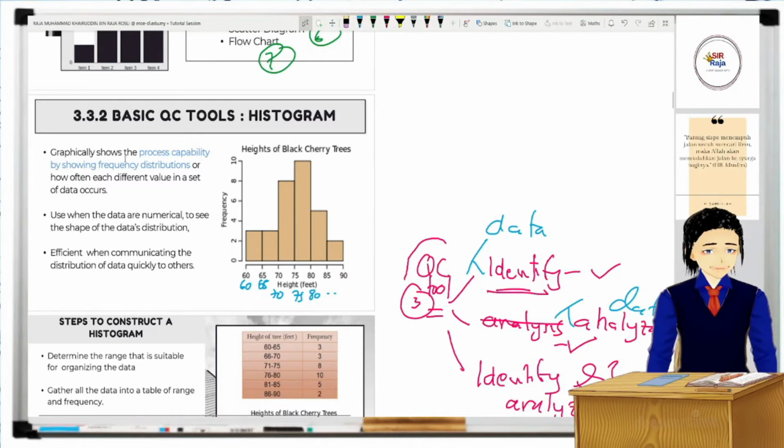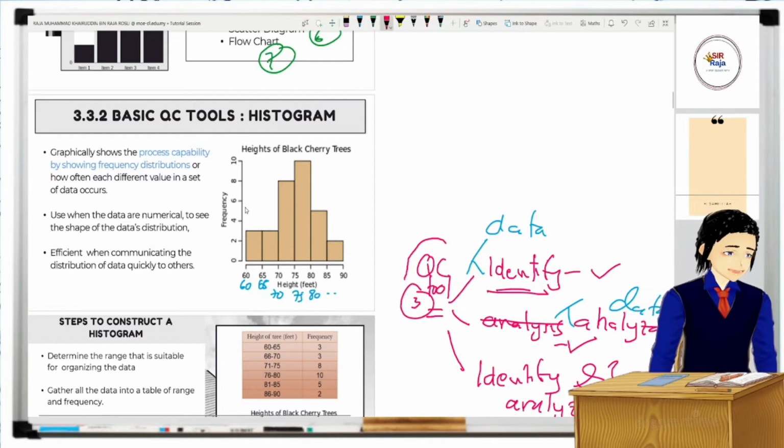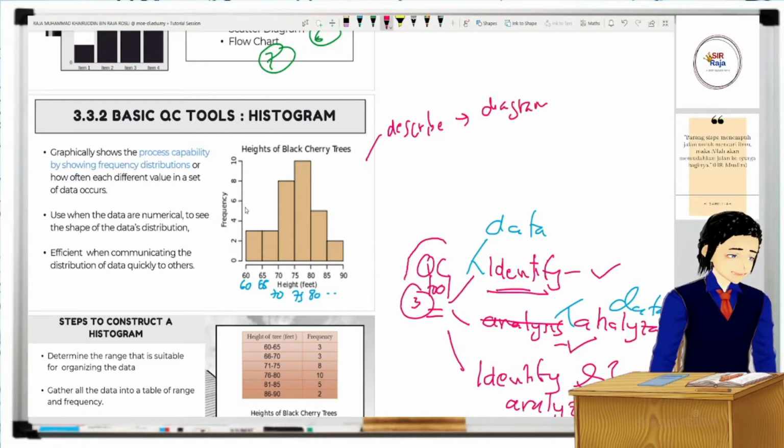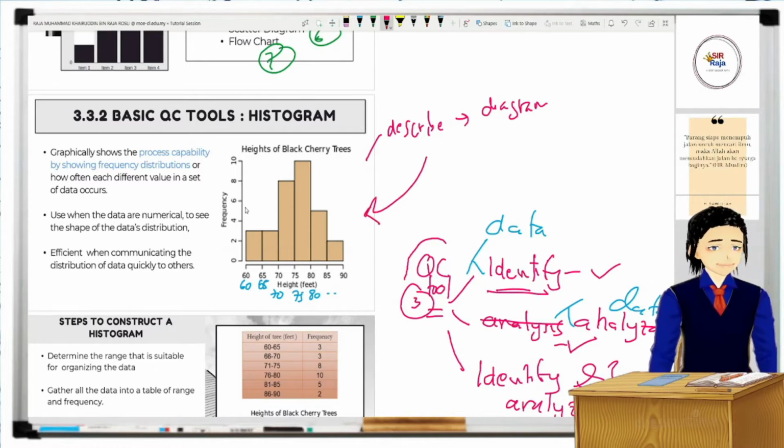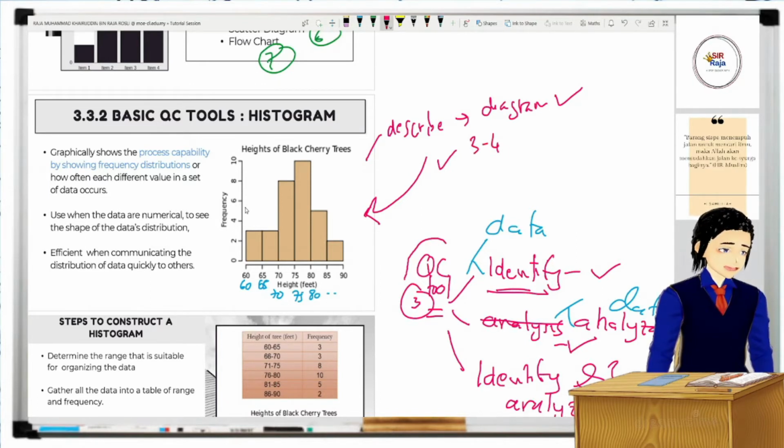It is graphical, it shows the process capability by showing frequency distribution, or how often each different value in a set of data occurs. And if the question asks you to describe, you can also use a diagram. So you can draw an example of a histogram, then label it and give some explanation. So you can get marks from the diagram and then from the explanation. Typically the question can contribute 3 to 4 marks. But if the question gives you only 2 marks, you can just give one diagram and one point. It's as easy as that.